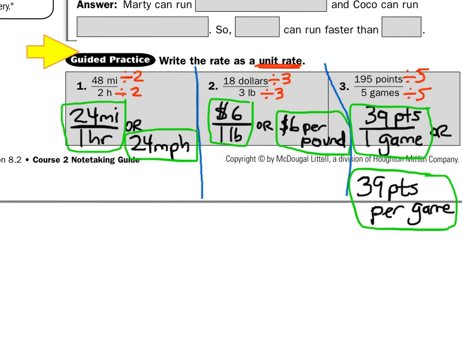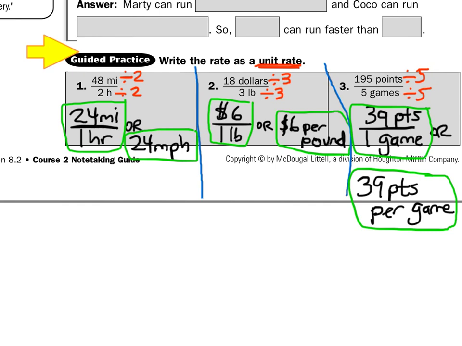Okay, take a look at number 2. Let's say we had $18 over 3 pounds. Well, if we want to make it a unit rate, we would divide both the top and the bottom by 3, and that would give us $6 over 1 pound, or another way to say it is $6 per pound.